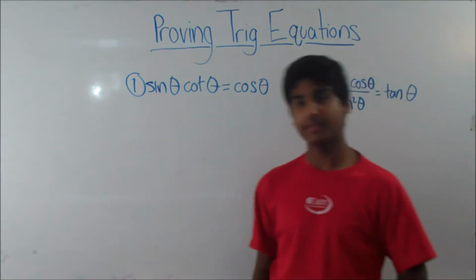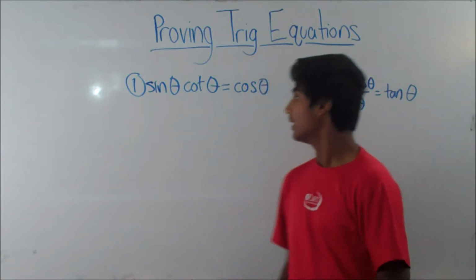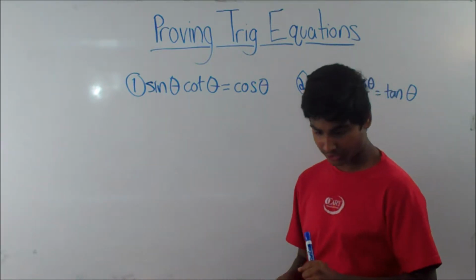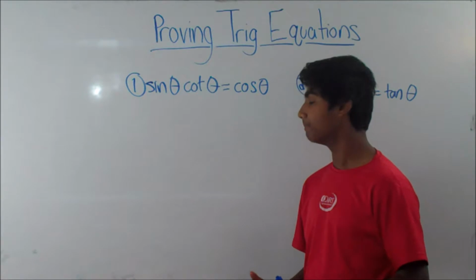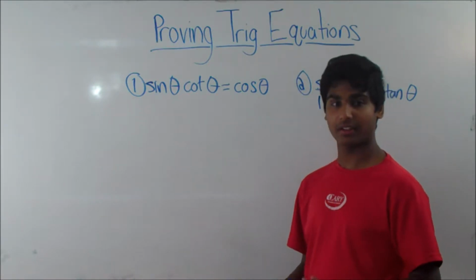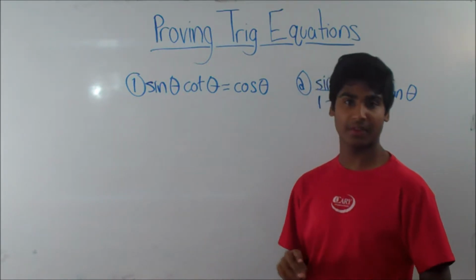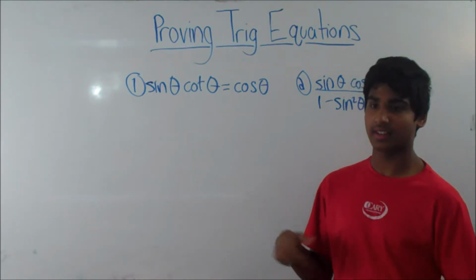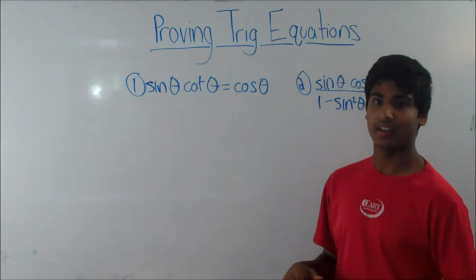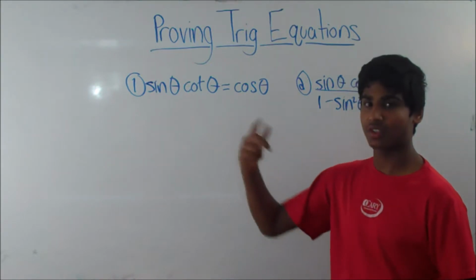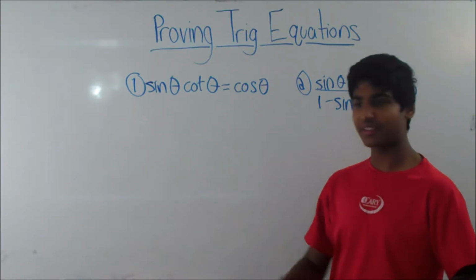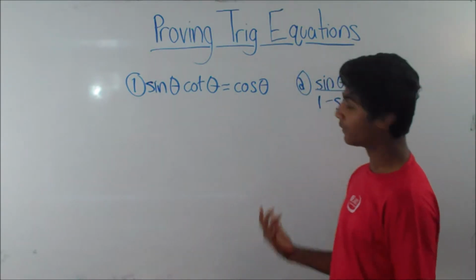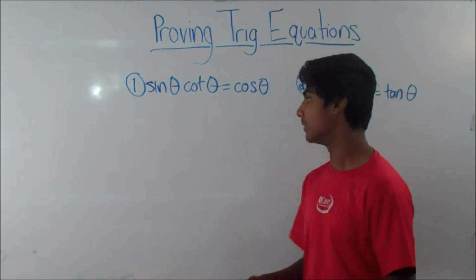Now, before we even solve anything, the first thing we have to do is convert everything on one side of the equation to sine and cosine. The reason why is because sine and cosine are the basis of everything. For example, tangent is sine over cosine, and cotangent is 1 over tangent, which is cosine over sine. So everything falls into sine and cosine, and you can convert it, and that's why we change it.